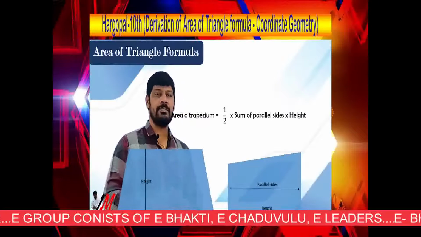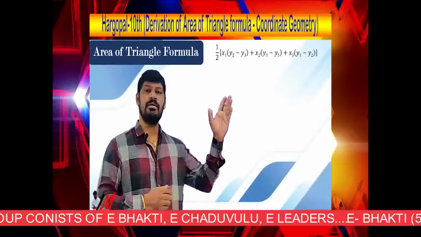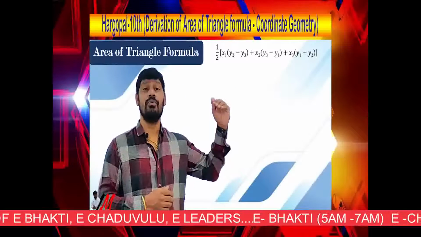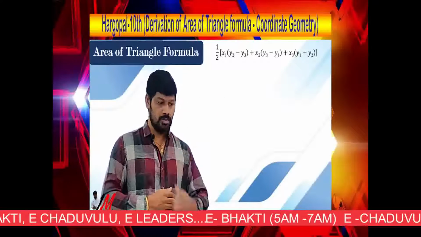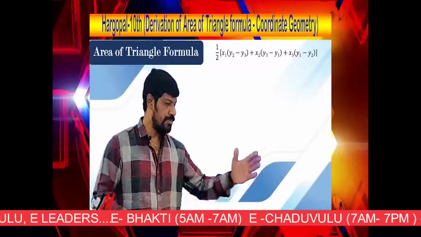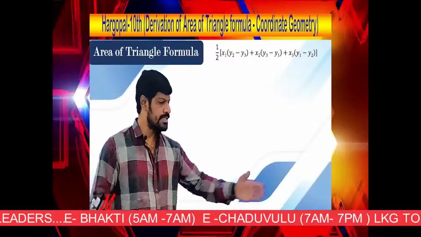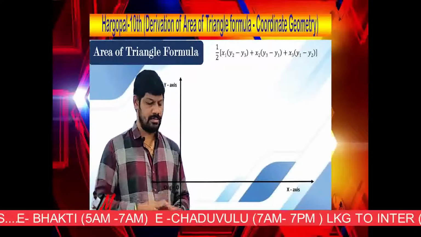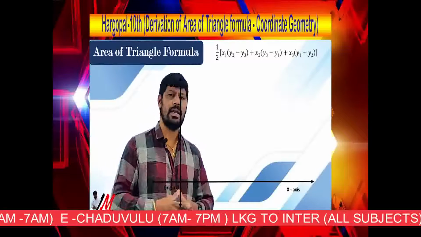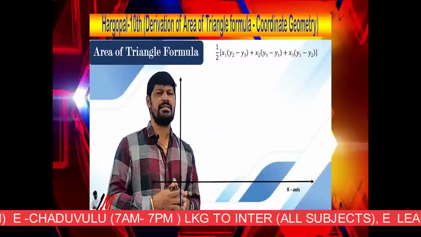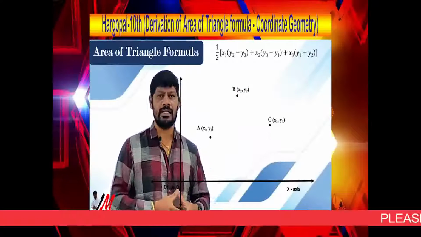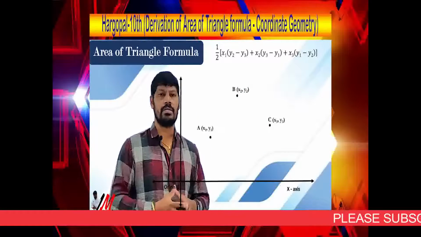So let me erase everything. I am showing the area of triangle formula here. Now how are we going to arrive at this formula using regular observations in the plane? Let me explain. So now take the x-axis and y-axis. Origin is there, y-axis is there, x-axis is there, everything is there. Now let me take three points A (x1, y1), B (x2, y2) and C (x3, y3) on the plane.